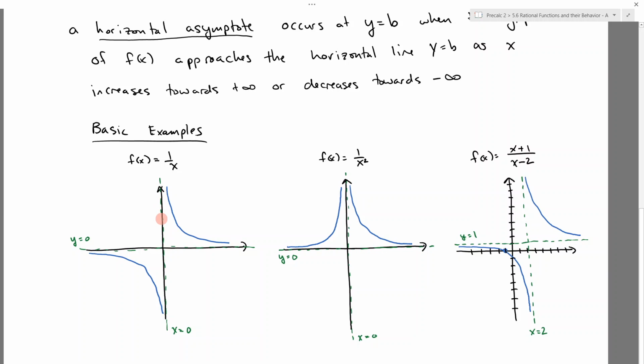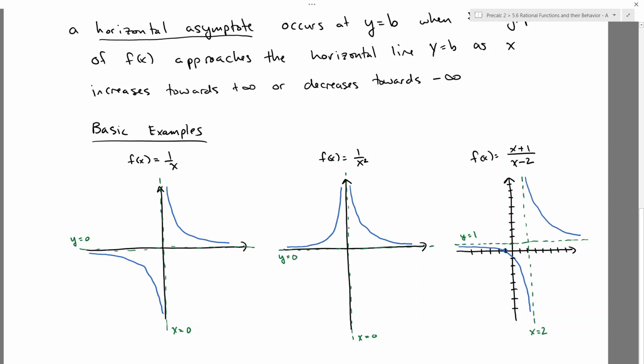In this first example here, the function 1 over x, the graph looks like this and has both a vertical and a horizontal asymptote. The vertical asymptote is at x equals 0 here, and at y equals 0 here. Now the function here is 1 over x squared. The function looks different, but has the same vertical and horizontal asymptotes. Right, the vertical asymptote at x equals 0 and a horizontal asymptote at y equals 0.